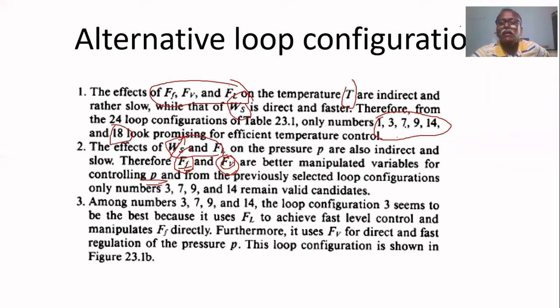So from 24 we selected 6. From that, if you consider FF, feed flow rate, and FP for pressure, then another 2 are eliminated. Only 4 remain: 3, 7, 9, and 14. Among 3, 7, 9, 14, loop configuration 3 seems to be best, because it uses FL to control the level. You know that to control level, we have to consider liquid flow rate, which will give better control over H. In that case, 3 is best.